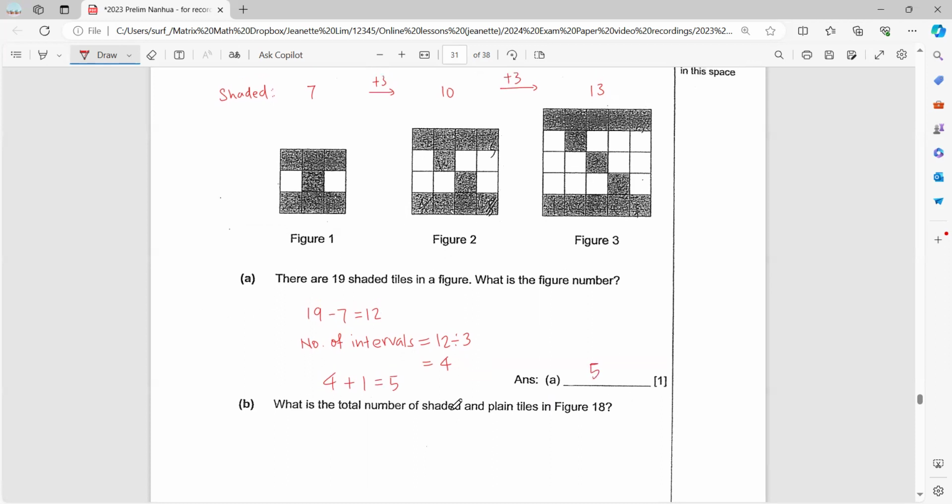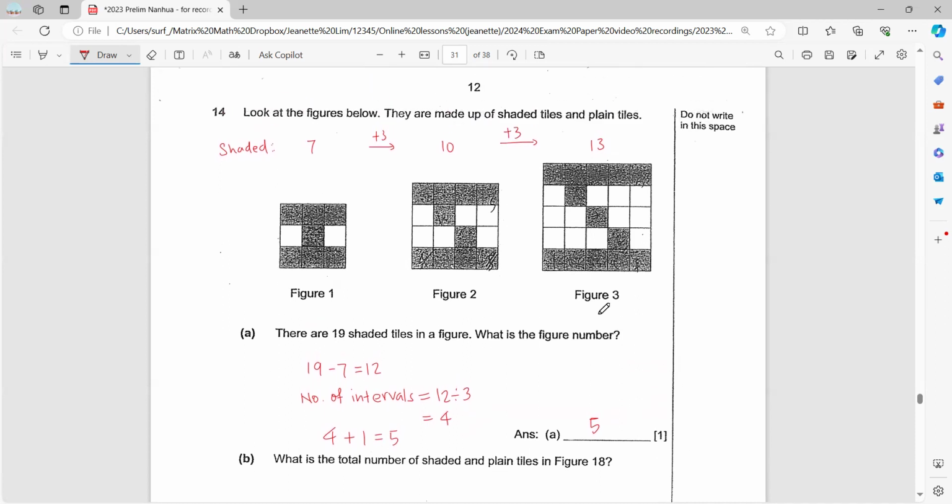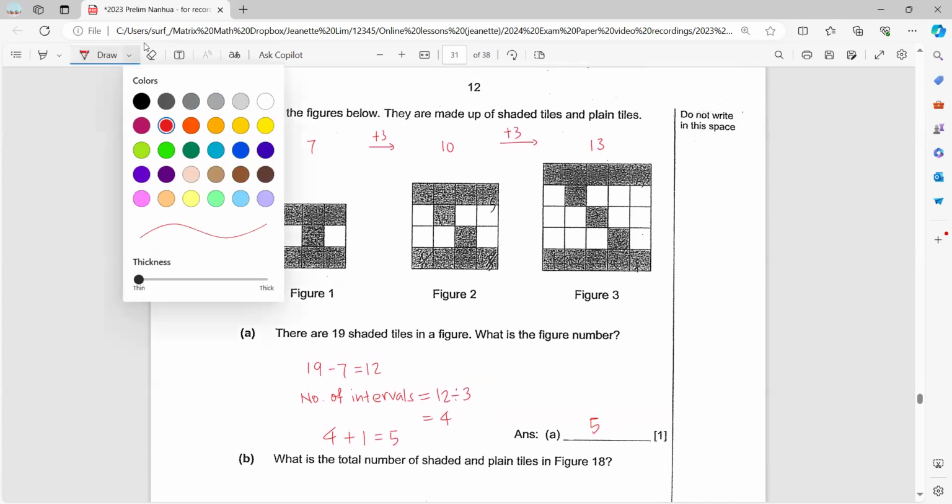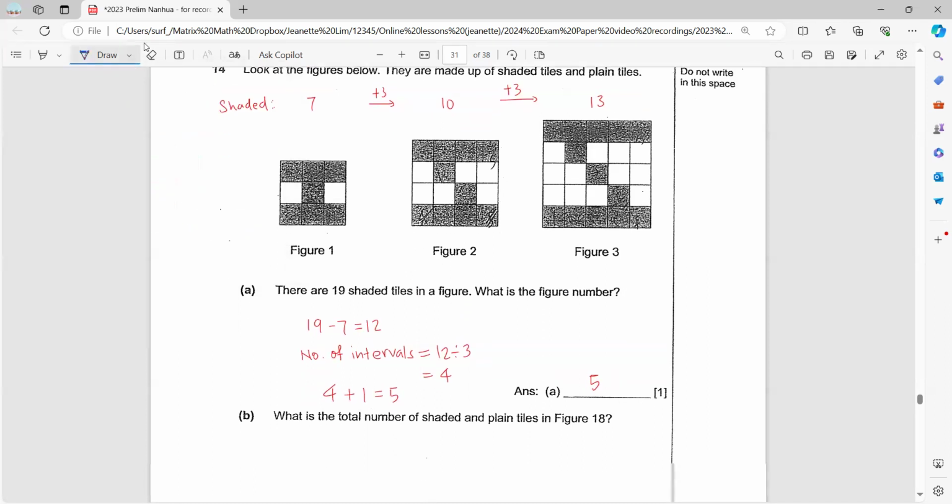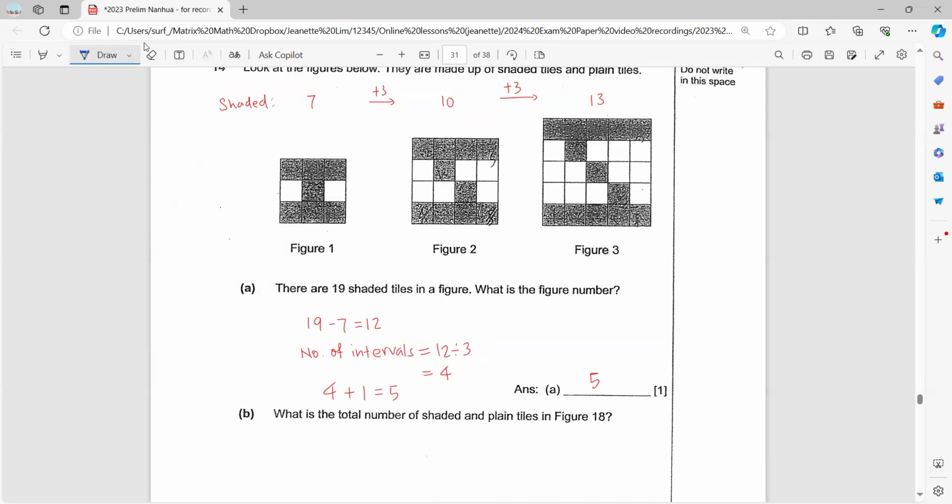What is the total number of shaded and plain tiles in figure 18? Okay, the total, let me use another color. Total number of shaded and plain, so basically the whole figure. It forms a square. So the first one is a 3 times 3. Figure 2 is a 4 times 4. Figure 3 is 5 times 5.